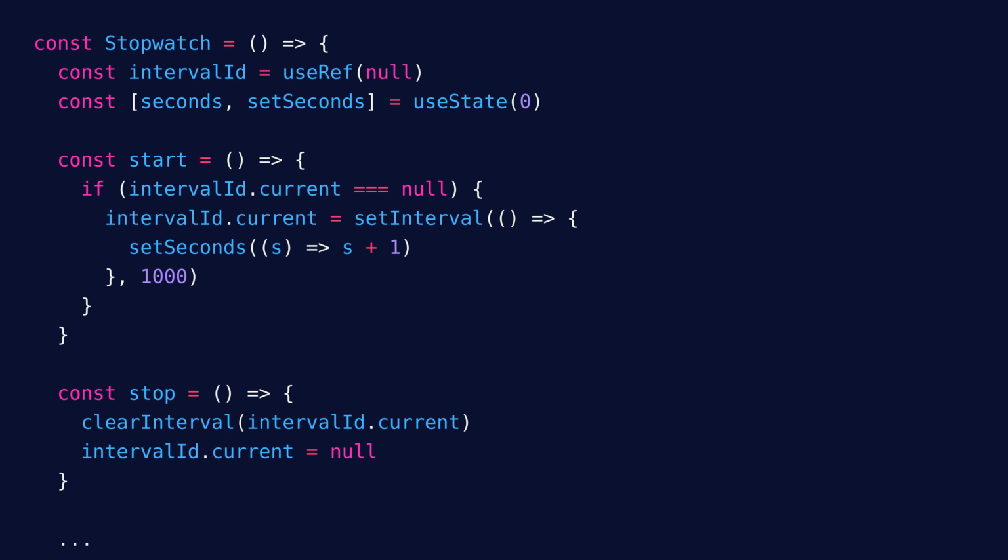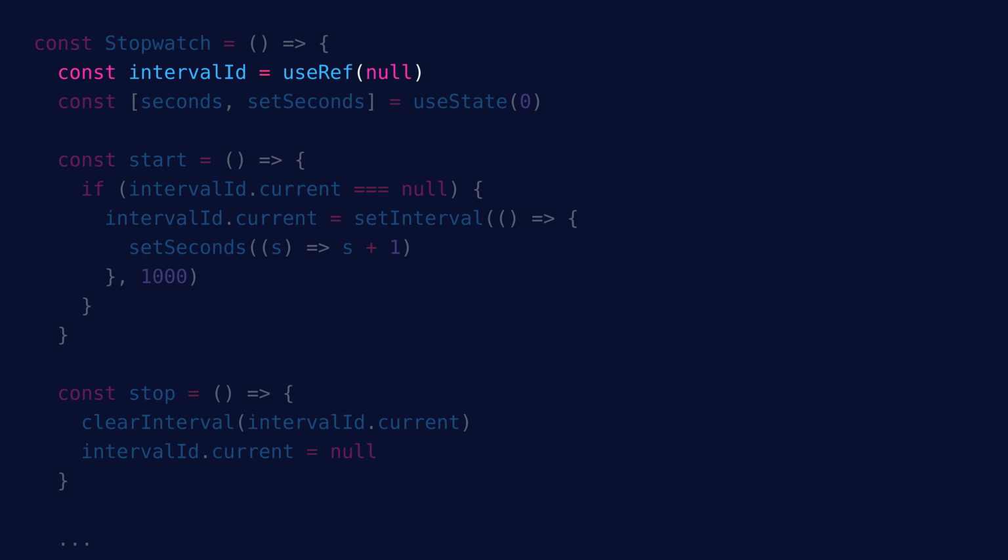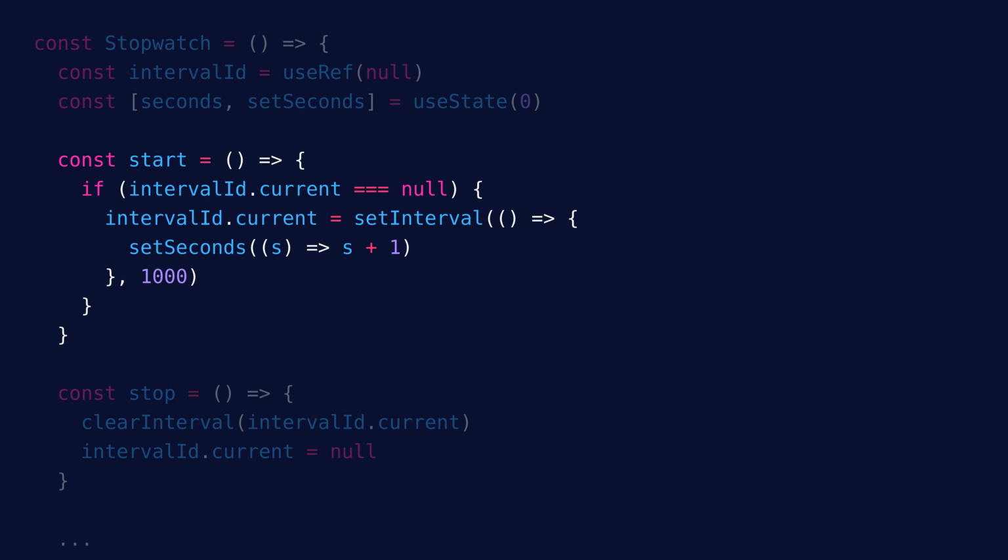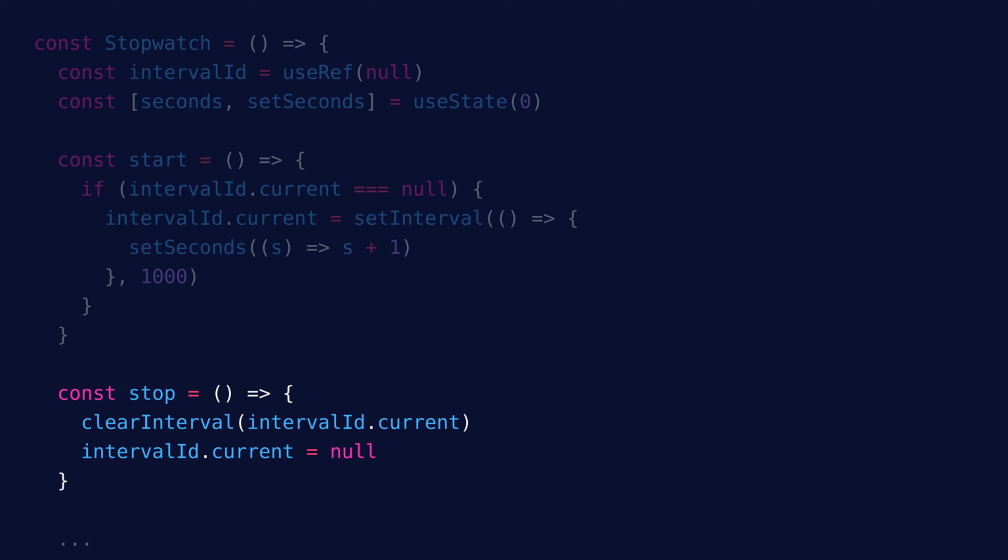Let's look at an example. In this Stopwatch component, we declare a ref that stores an interval ID and we specify null as the initial value. Then, inside the start function, we set the ref value to the interval ID returned by setInterval. Finally, in the stop function, we clear the interval with the ID corresponding to the ref value and reset the ref value to null so that we can start the interval again.